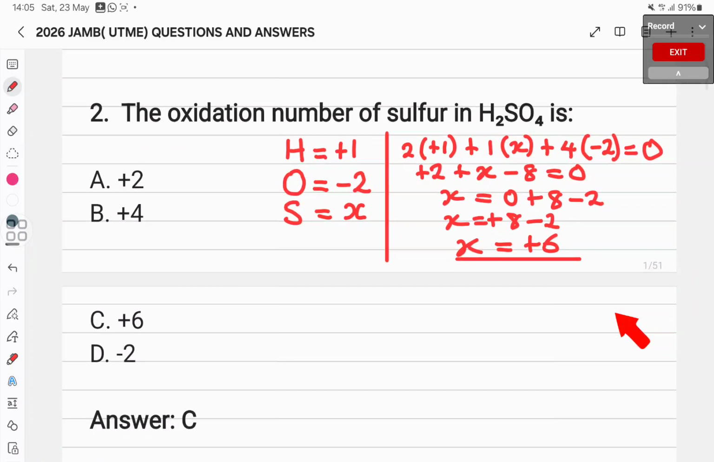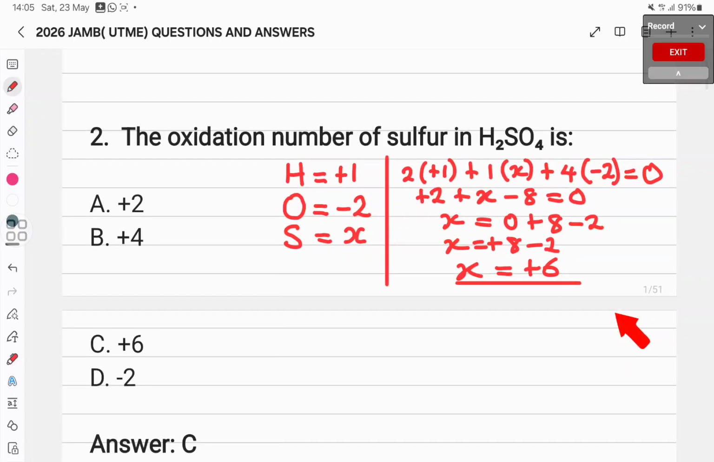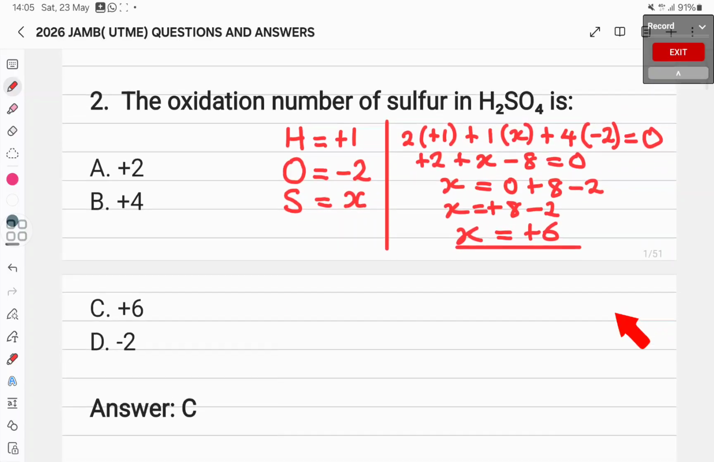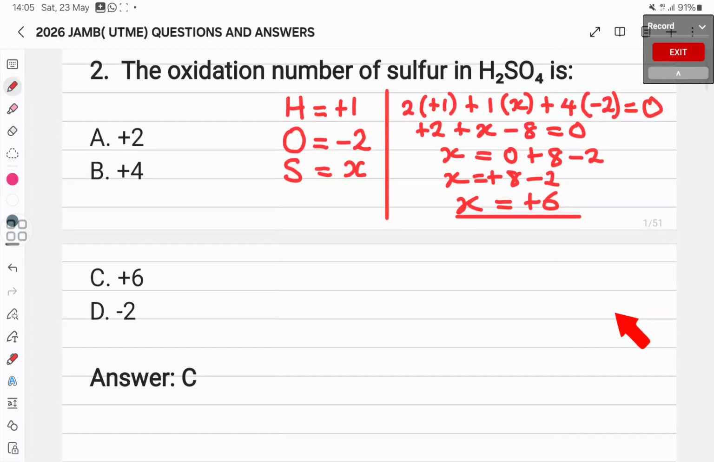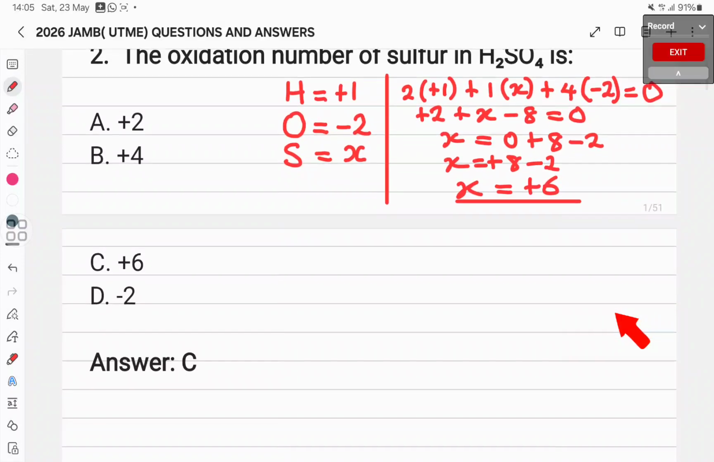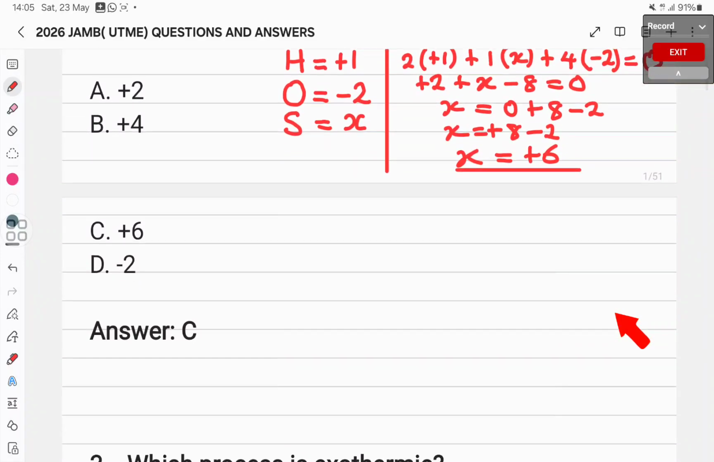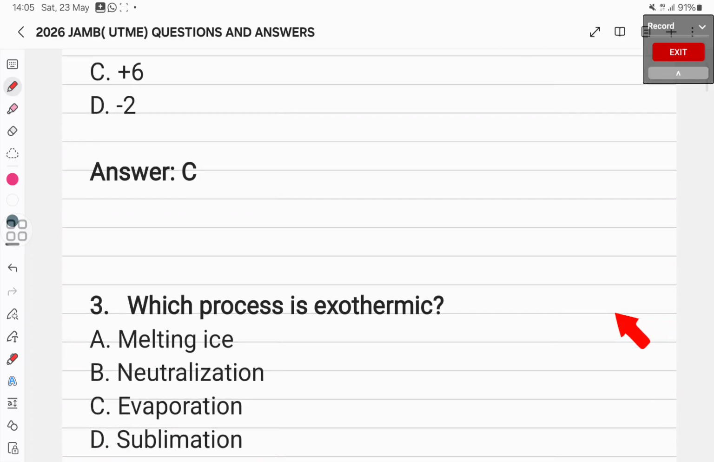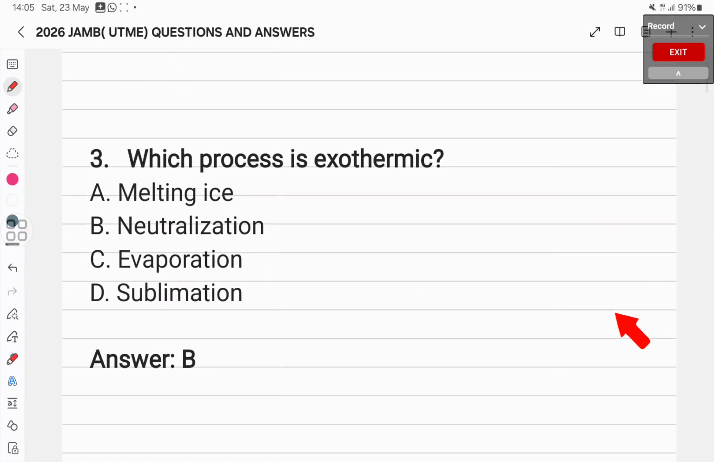And that is why the name of that compound, H2SO4, by IUPAC naming is tetraoxosulfate(VI). The 6 you hear in the name refers to the oxidation state of sulfur in that compound, tetraoxosulfate(VI). So the correct answer is +6, which is option C. Let's go to question number 3.